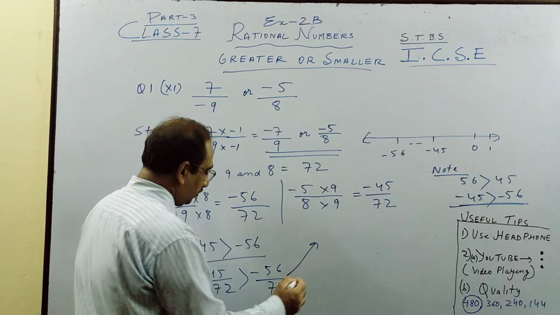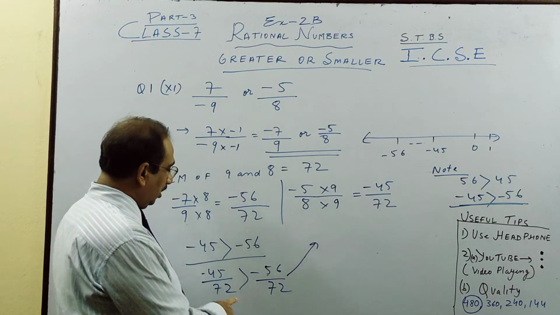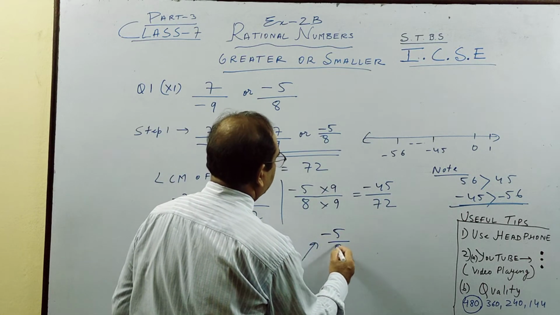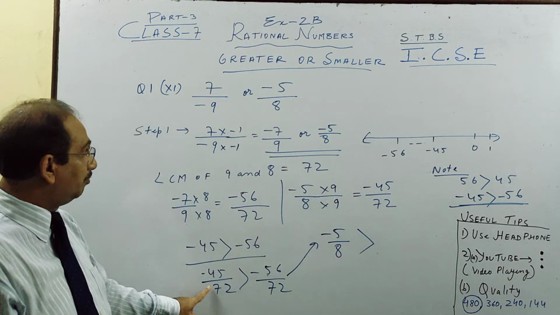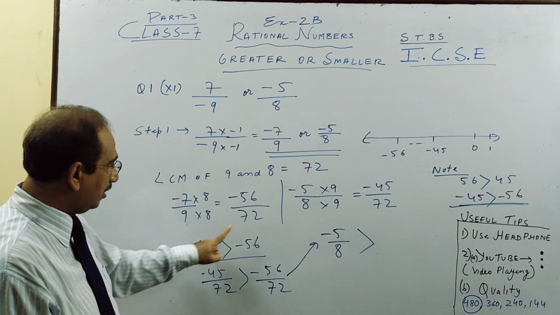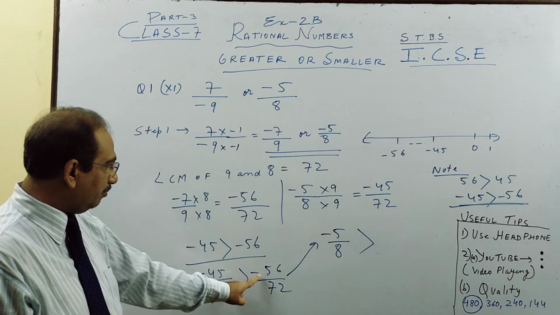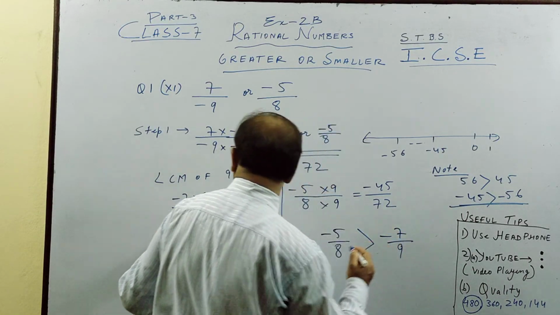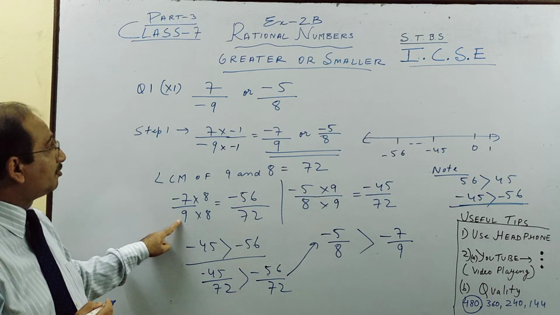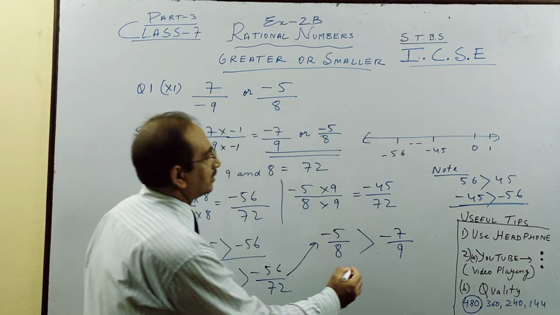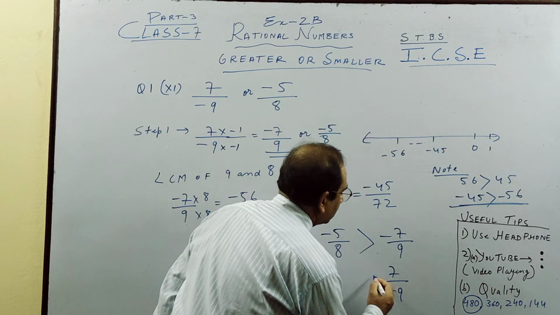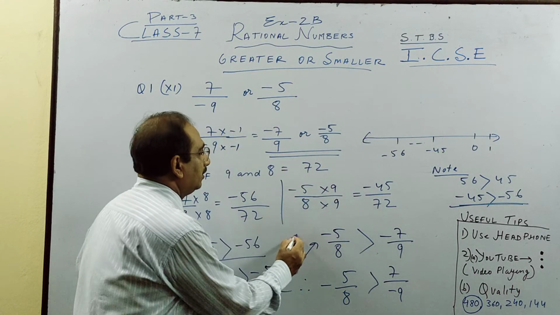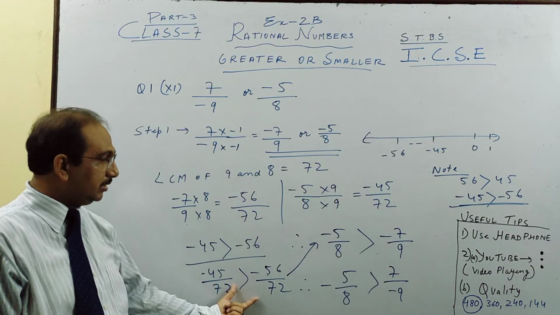But this represents, so I'm not going down, but you write down. -45 by 72 is represented by -5 by 8. This is greater than -56 by 72, which is represented by -7 by 9. But -7 by 9 I have converted. Actually it is 7 by -9. So one more step we go and we do.